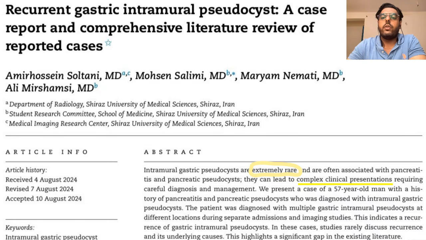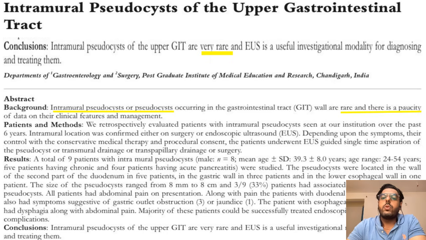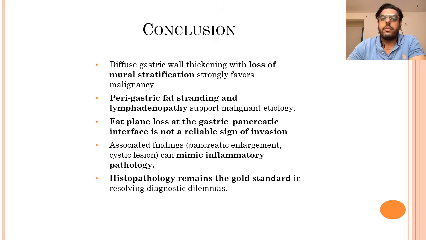underscoring the importance of careful radiological and clinicopathological coordination. Intramural gastric pseudocyst remains an exceptionally rare entity with fewer than a dozen well-documented cases worldwide, the largest recent series being a 6-case study from PGI.